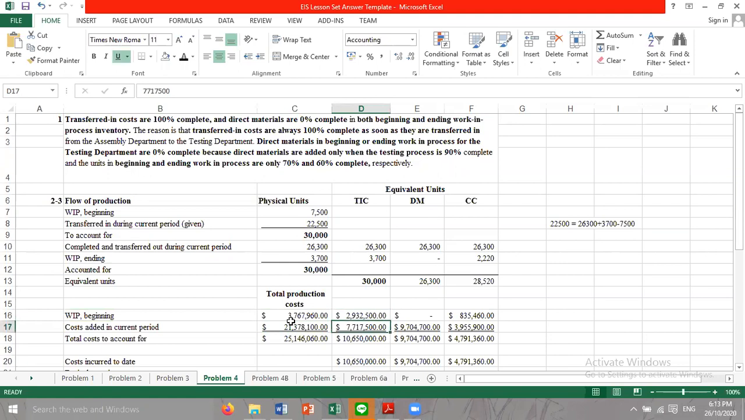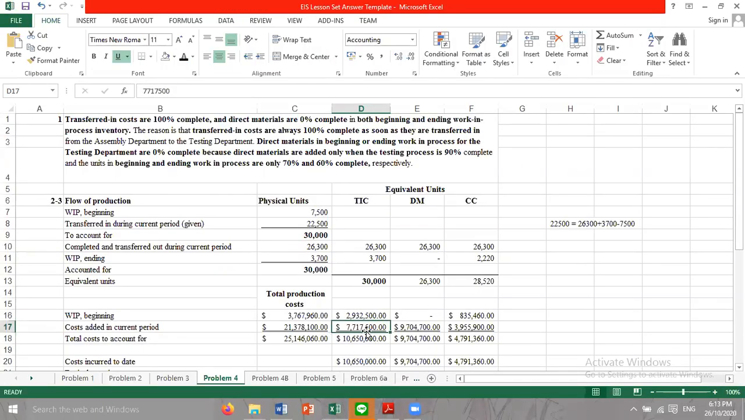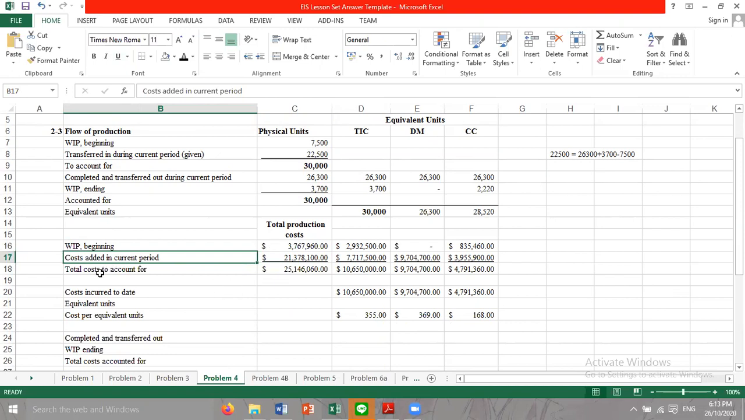Okay, how about the cost added in the current period? It's also given in the question, so we just need to input them one by one. We'll get transferred in cost of 7,700,000, direct materials of 9,700,000, and conversion cost of 3,900,000, all of which will sum up to a total of $21,378,100. And then the beginning work in process cost and the cost added in the current period will be added to get the total cost to account for.